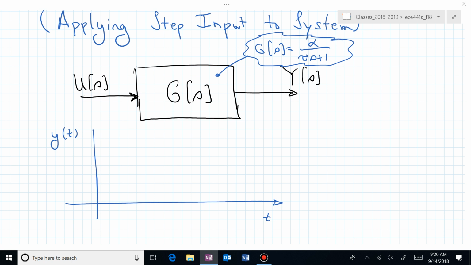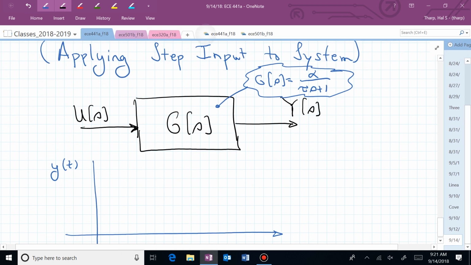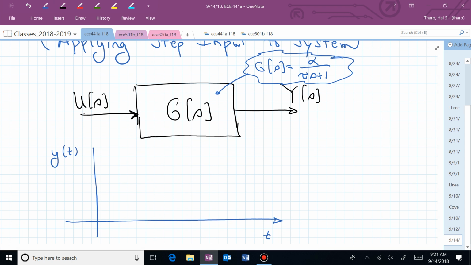Okay, help me here. Where are we going with this? What's the trajectory look like if I apply a constant input to a first order system? No one wants to help me? All right, it's a Friday. I'm on my own. At least give me a cheer or something. Yeah.